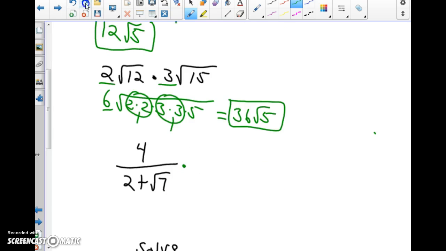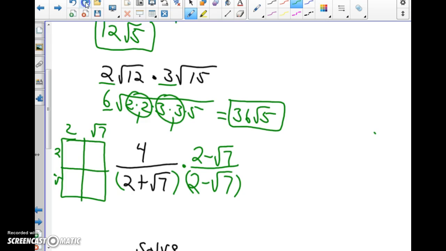Here comes the conjugate. We're going to do this: 2 minus square root of 7 on the bottom, 2 minus square root of 7 on the top. Now let me ask you this. Do you remember what to do with these two guys? Yeah, you FOIL or box them. What we did in class when we did the lessons, we put parentheses around these. Now you're going to see me foiling and boxing over here, like this.